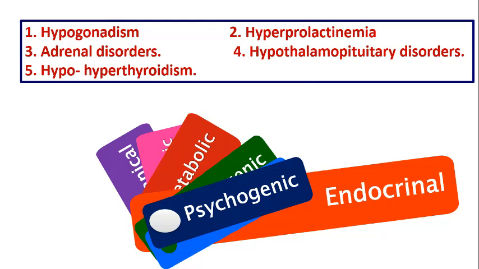Endocrinal causes include any endocrine disease that can cause hypogonadism, that can cause deficiency of testosterone. So deficiency of testosterone can lead to erectile dysfunction. Endocrinal causes that can lead to hypogonadism are hyperprolactinemia, adrenal disorders, hypothalamic and pituitary disorders, hyper and hypothyroidism.